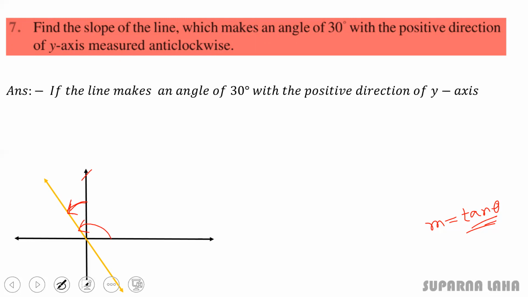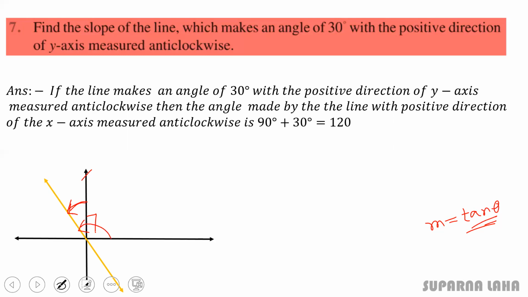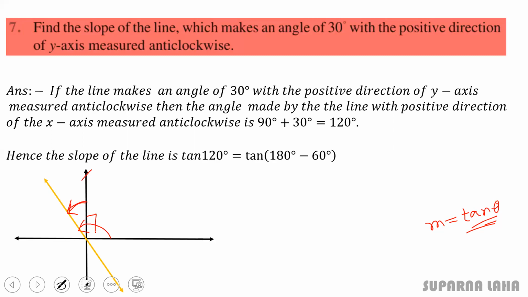So if this is 30 and we know this is 90, you can easily find that the angle this line makes with the x-axis is equal to 90 plus 30. So write it down, that will be 120 degree. Now m is equal to tan 120. So find the value of tan 120, it's minus root 3. So this is the slope of the line.